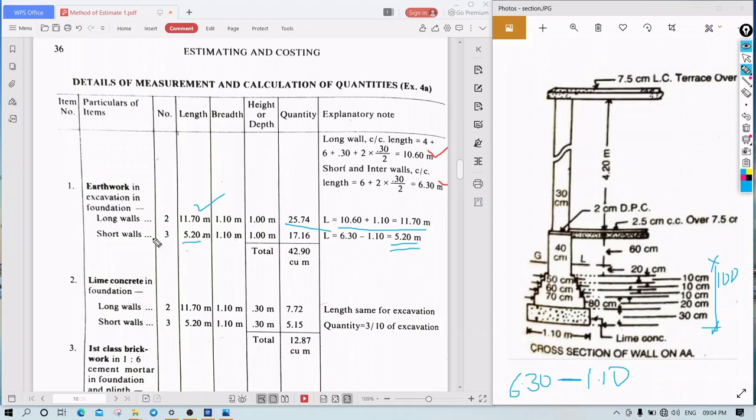What is the number of short walls? 3. What is the breadth? 1.10. What is the height? Same will be there. 17.16. Add them. You will get the total quantity in meter cube for earthwork in excavation in foundation.